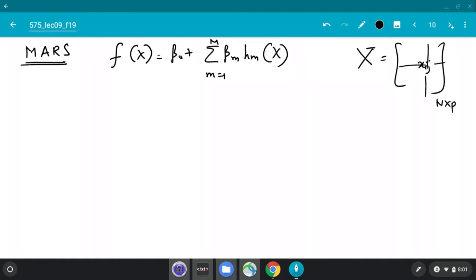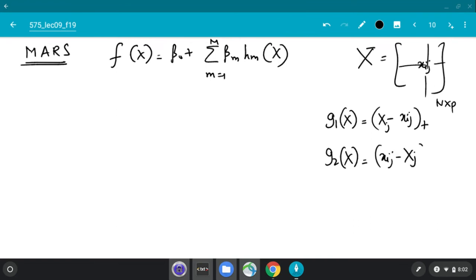Sorry, I think I put the dashes too much, but this is xij, the ith row, jth entry. We know this. This is our data set, at least the feature side. Given that, every entry xij is going to give us two functions. The first function, let me call it g1 of x, is x_j minus x_ij, plus, and g2 of x is x_ij minus x_j, plus.